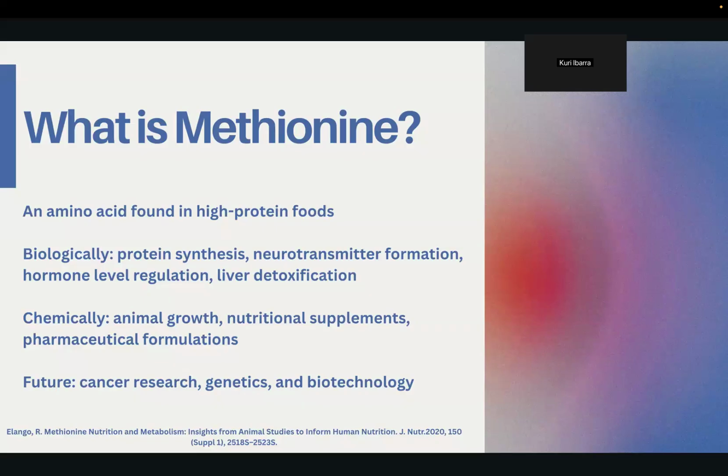As mentioned, some current applications of methionine include proper nutrition for proper growth, liver support, and supplement manufacturing. However, some future applications can be cancer research due to some tumors depending heavily on methionine, genetic control of methylation through SAM, and biotechnology. Biotechnology can be used to produce more methionine more efficiently in the global food supply.